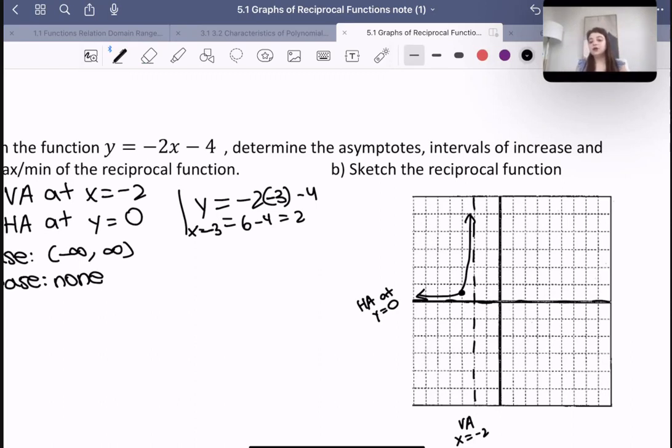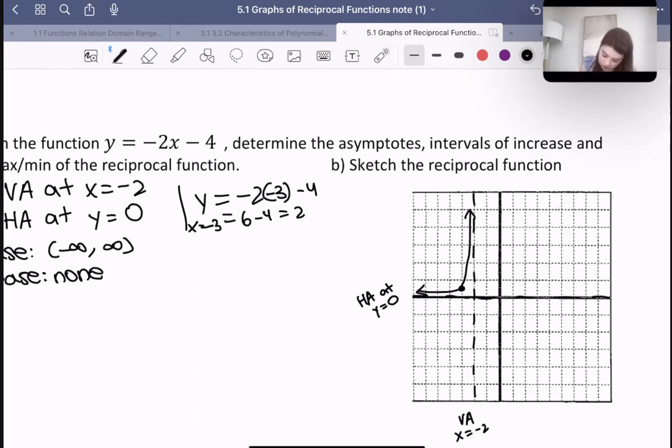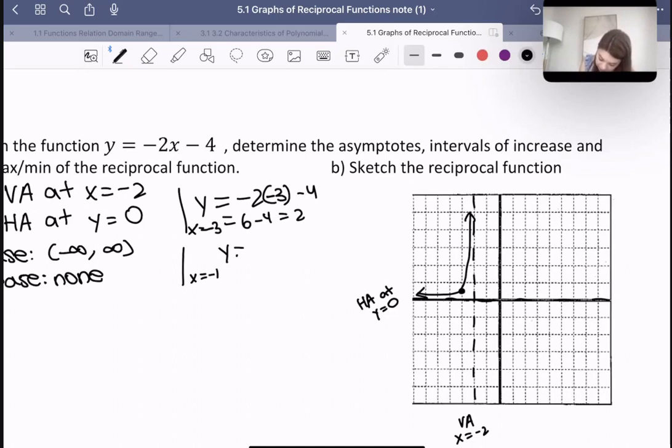So that means the other one should be the opposite of that, if we think about the parent function for this type of question. But let's get the exact point. On our original, if we have x equals -1, what will we get? We'll get y equals -2 times -1 minus 4, which is 2 minus 4, which is -2. So the reciprocal of -2 is what? It's -1/2. So it's going to be here like this, and then we'll just draw that.